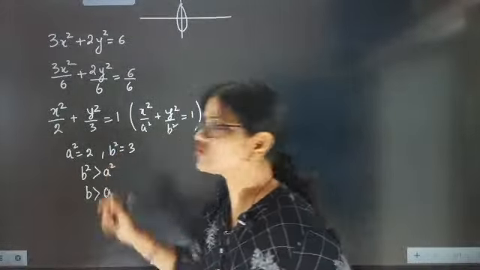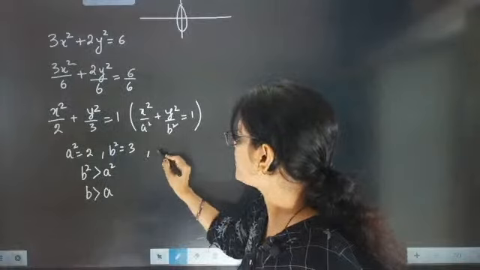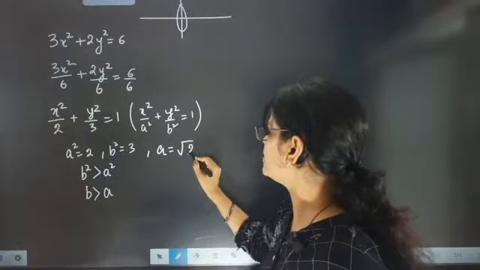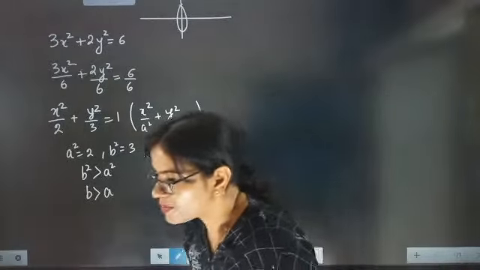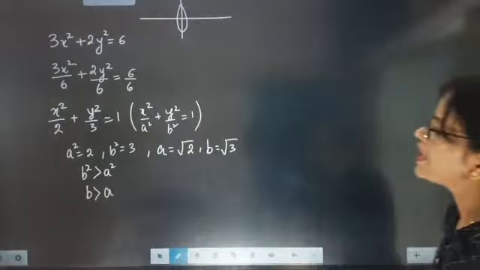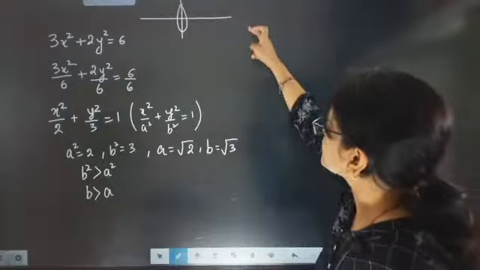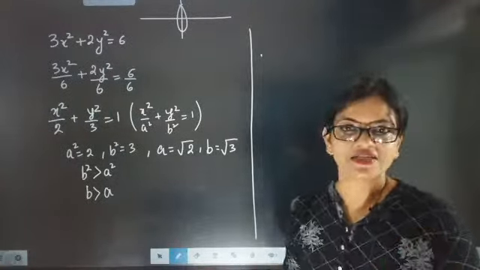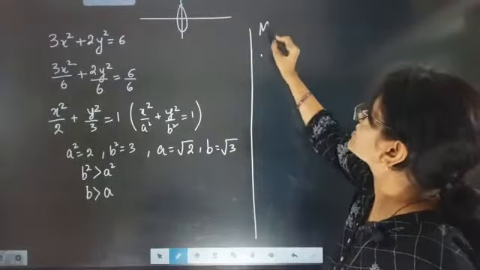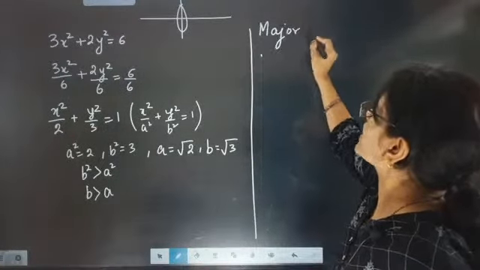So now look here, a square equal to 2. So what will be a? A will be root under 2 and b will be root under 3. Now from here we have to find the major axis first. So what will be the major axis?